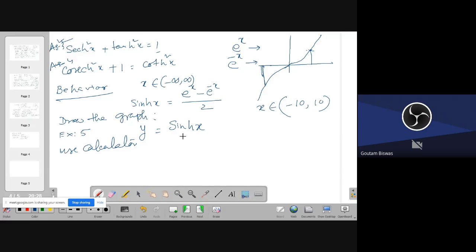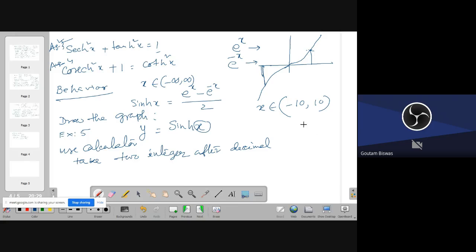Understood? Use the calculator and put x equal to 10 here and find y. So you will get 2 points. Take 2 decimal points, 2 integers after the decimal.